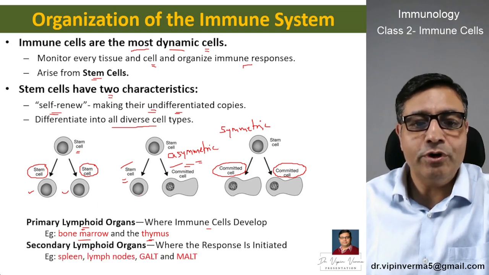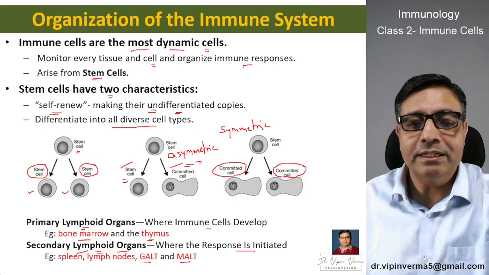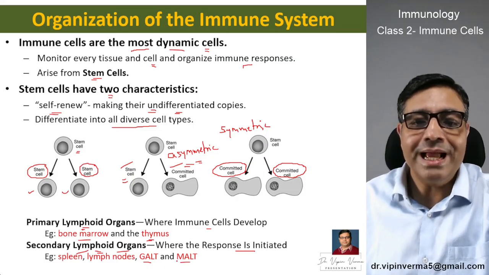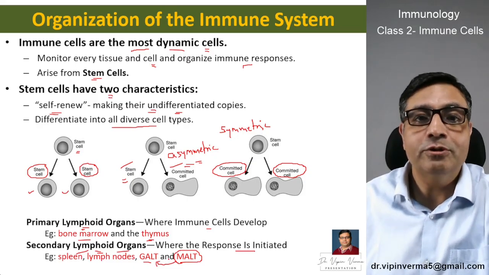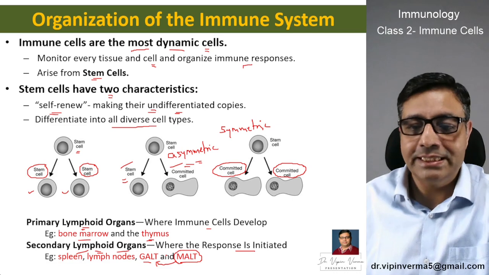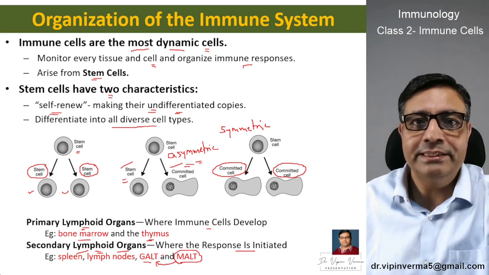And the secondary lymphoid organs are the sites where the response is initiated, and the examples are spleen, lymph node, gut associated lymphoid tissue, and mucosa associated lymphoid tissue. Actually, mucosa associated lymphoid tissue is the general term under which this GALT comes, or there are some other kinds of associated tissues, what we will see in today's presentation.